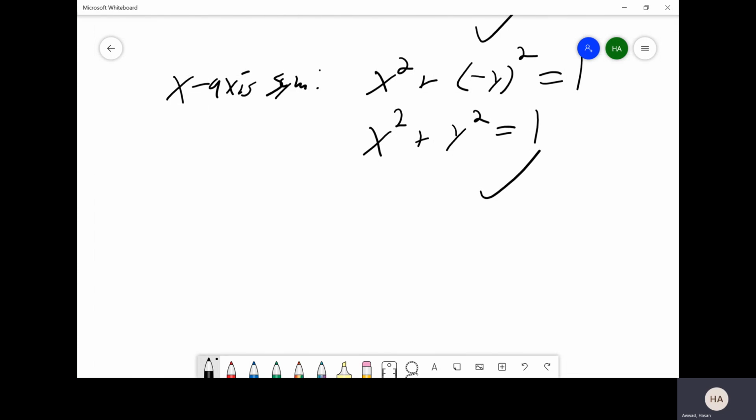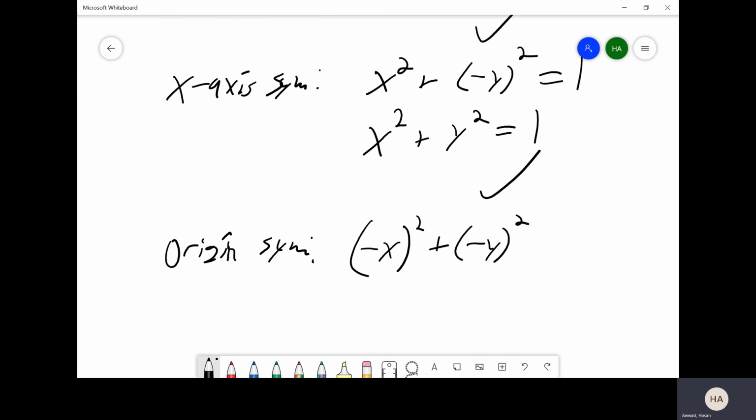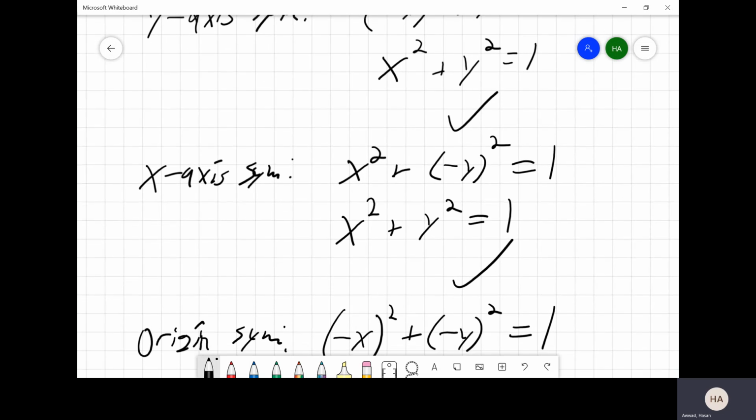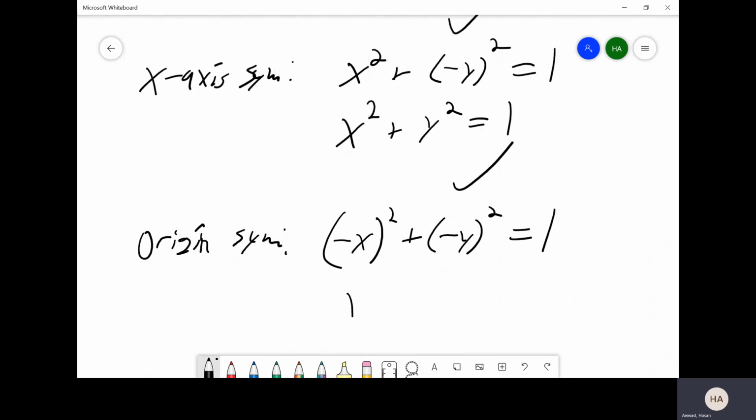So now we just have to check the origin. Checking the origin symmetry is just doing both of the other ones at the same time. So that means we're going to get negative x squared over here. Oops, the square should be on the outside. Rookie mistake. So negative x squared there plus negative y squared over here. And following exactly what we did above, nothing's changing, right? Negative x squared is the same thing as x squared, and negative y squared is the same thing as y squared is equal to 1.